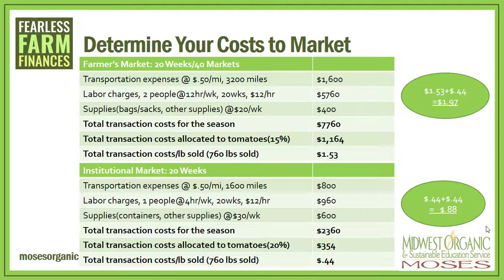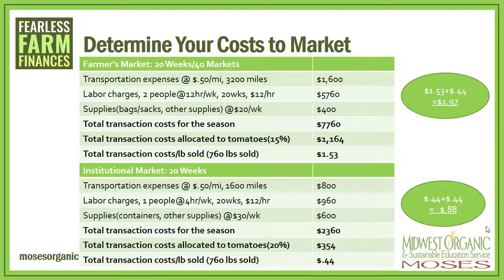20 weeks. So 4 hours a week times 20 weeks times $12 an hour is $960. And then supplies, since we're doing it in bulk, we do have to buy different containers and a few other supplies. So it's actually a little more expensive at $30 a week or $600 for the season. Total transaction cost for the season then would be $2,360. We're estimating that the tomatoes are 20% of that. So 20% of the total transaction cost, $354.